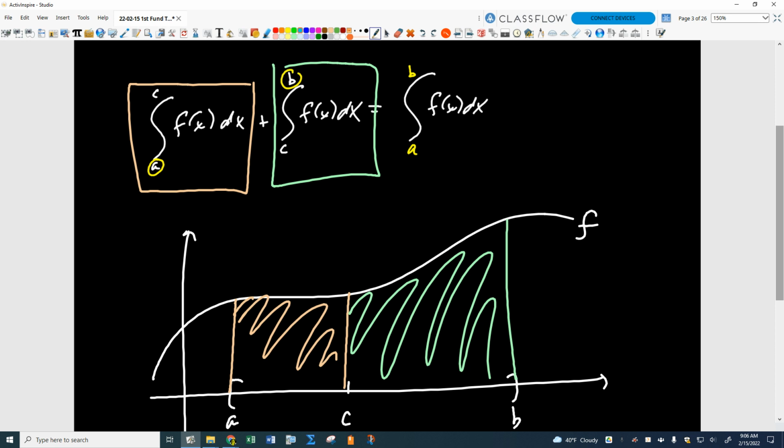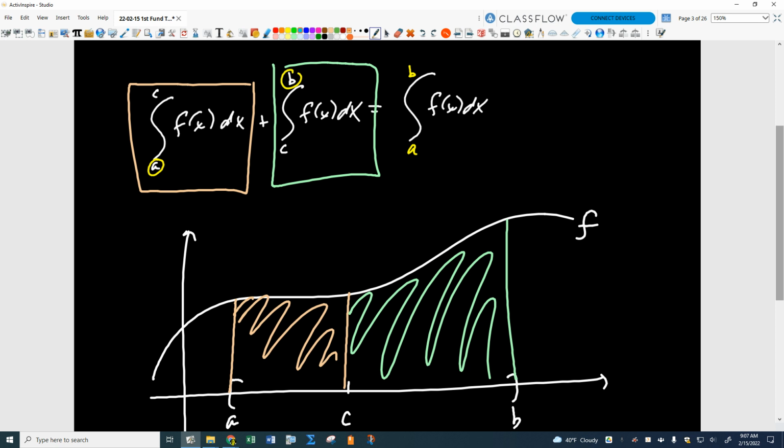This, whatever that is, orange or red area, is the area under the curve starting at A and ending at C. The green area is the area that starts at C and ends at B. Well, those areas add together to become the single area that starts at A and ends at B. Okay, so whenever you get these two spots matching up, we can combine that into a single area function. Okay, does that make sense? Give me thumbs. Does that make sense?